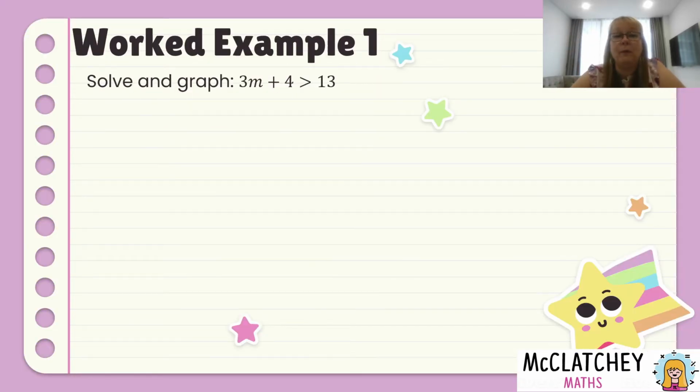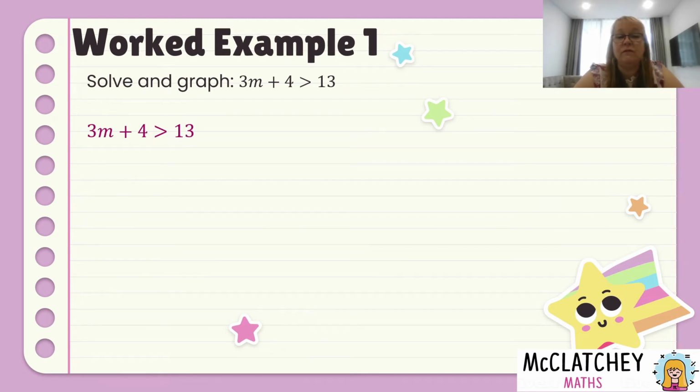So here's worked example 1. We're going to solve and graph 3m plus 4 is greater than 13. Okay, so we're going to treat that greater than sign as though it's an equal sign. Just like normally solving equations, whatever we do to one side, we've got to do to the other side. So let's write that out underneath a little bit bigger.